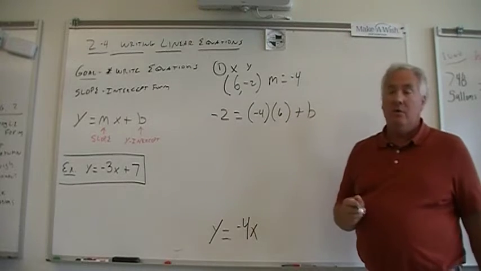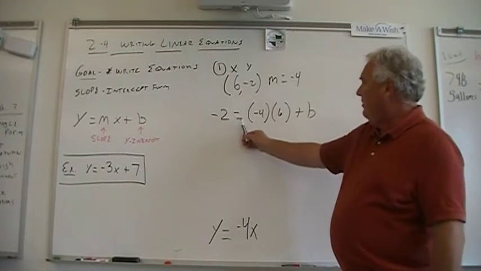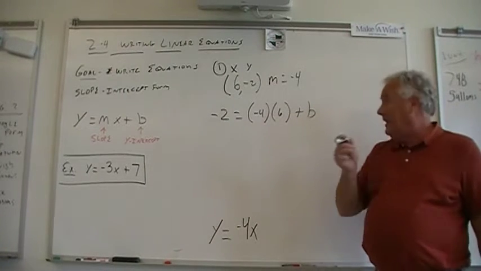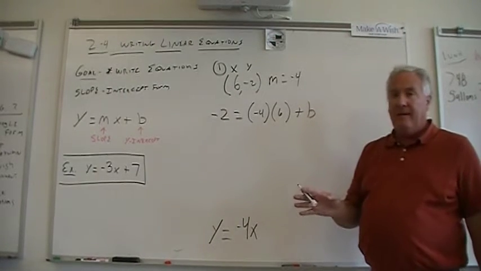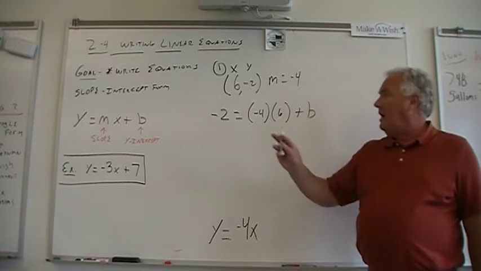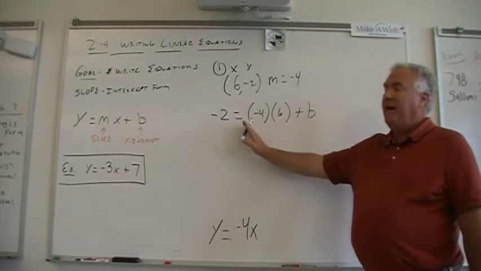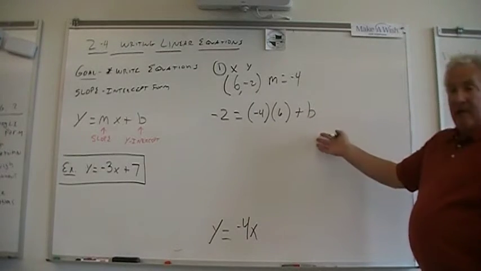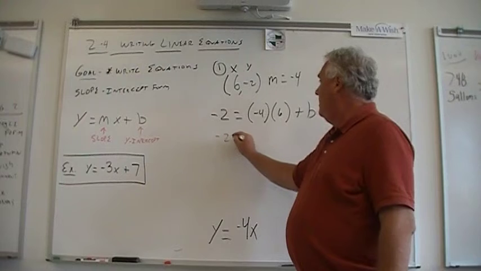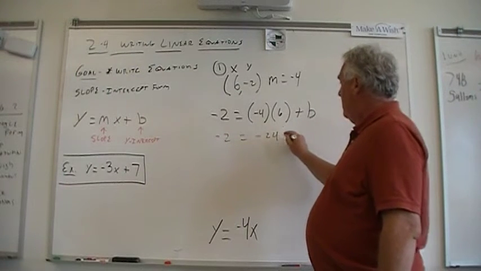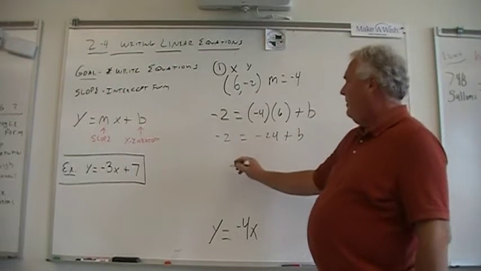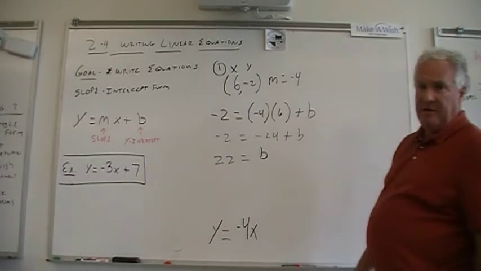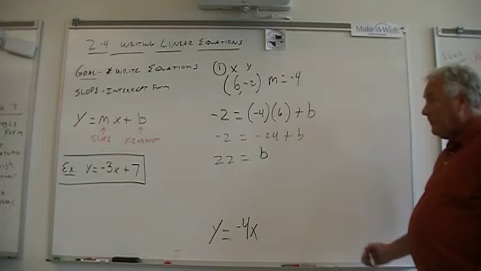So what you're going to do is say y equals mx plus b, with the only variable we're missing being the b. It's like the chemistry situation. I keep bringing up a formula where you know everything but the one thing you need to find. Okay? So now just solve it. Add 24 to both sides. You'll get positive 22 equals b.